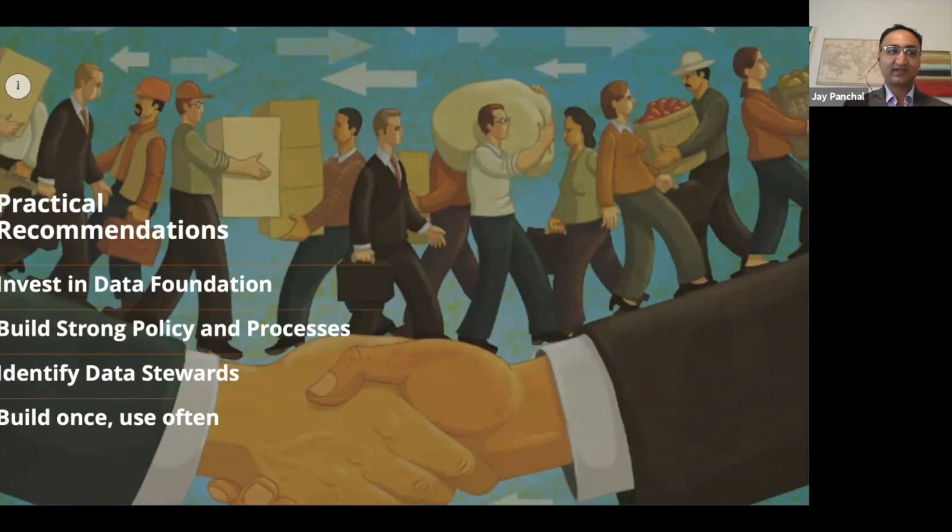The next is identify data stewards. Again, they don't have to be a particular individual or set of individuals. It could be groups, teams, etc. And the last but not the least is enable that factory model, right? Once you have that centralized data foundation, you can build services that can be applied to many different projects, many different systems, right? You build once and use often. That's the key takeaway here.